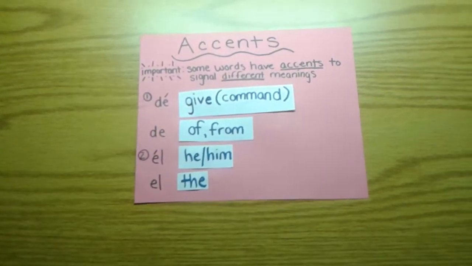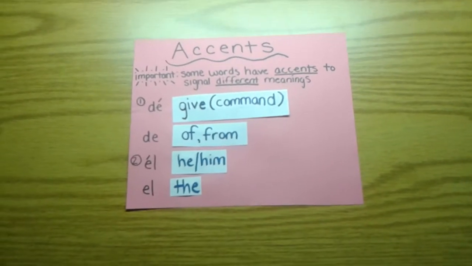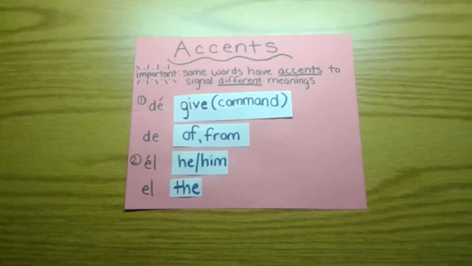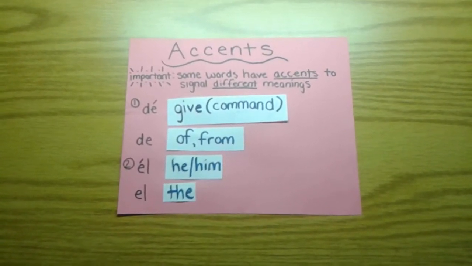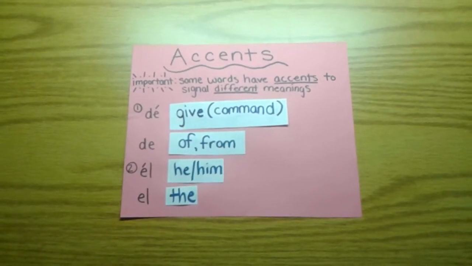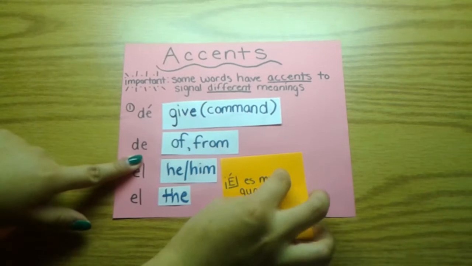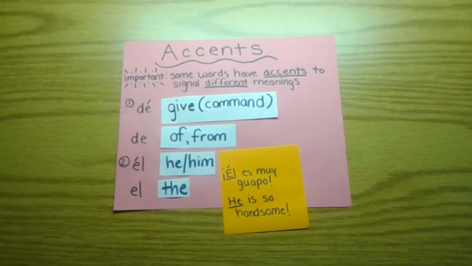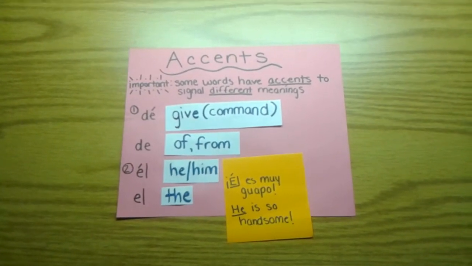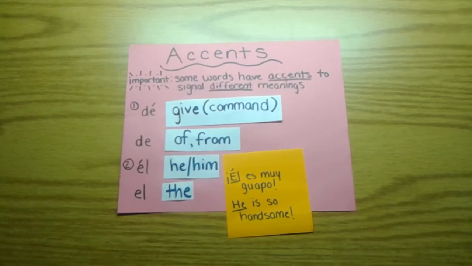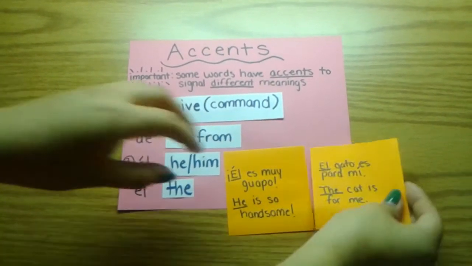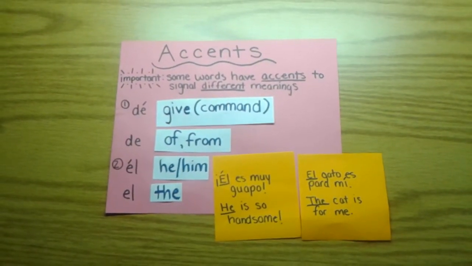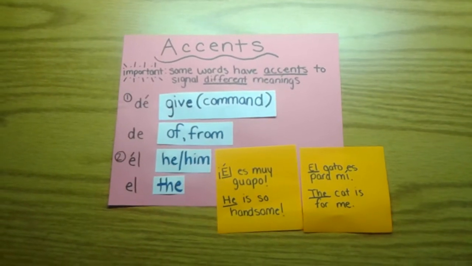So for our last two sets, él with an accent on the E means he or him. And one example is, Él es muy guapo. He is so handsome. Our second one means the. El gato es para mí. The cat is for me.